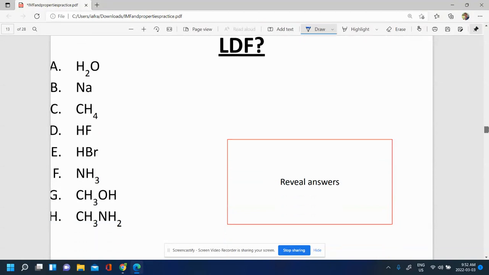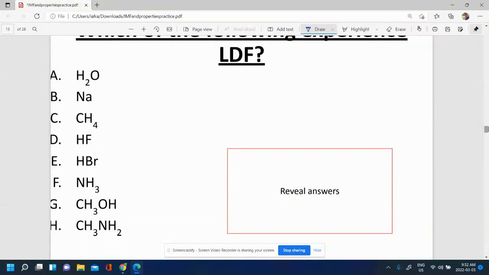Here we want to figure out which ones experience LDF, and this is a nice easy one. Basically anything has LDF. And then if it has other things, like it's polar, for example, then it might have dipole-dipole or hydrogen bonding. So water has LDF plus hydrogen bonding. Sodium has LDF, and this is sodium metal, so there's metallic bonding in there too. CH4 is only LDF. HF is LDF and hydrogen bond. HBr is LDF and dipole-dipole. NH3 is LDF and hydrogen bond. This is LDF and hydrogen bond. This is LDF and hydrogen bond.